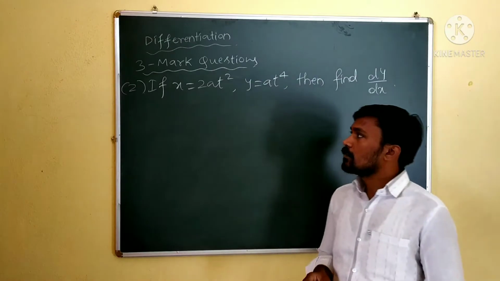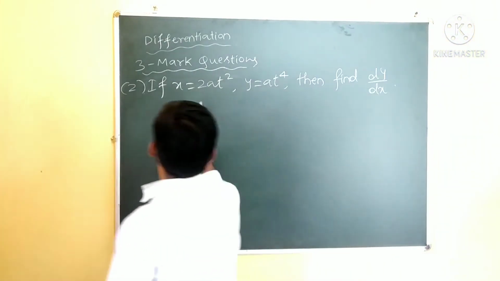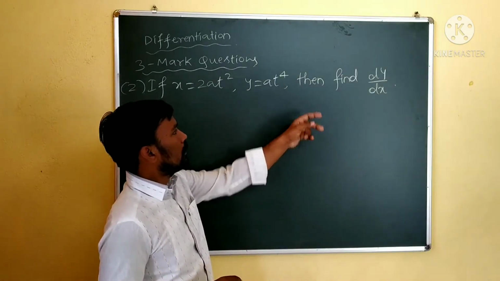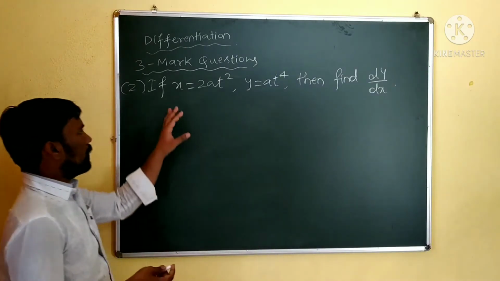So look at the next question, question number 2. If x is equal to 2at square and y is equal to a into t to the power of 4, then find dy by dx. So these are parametric equations.